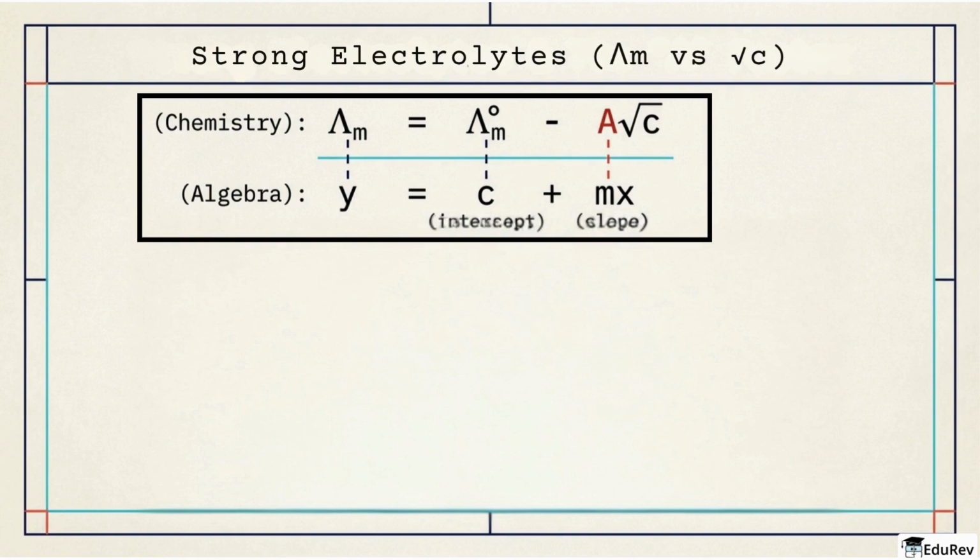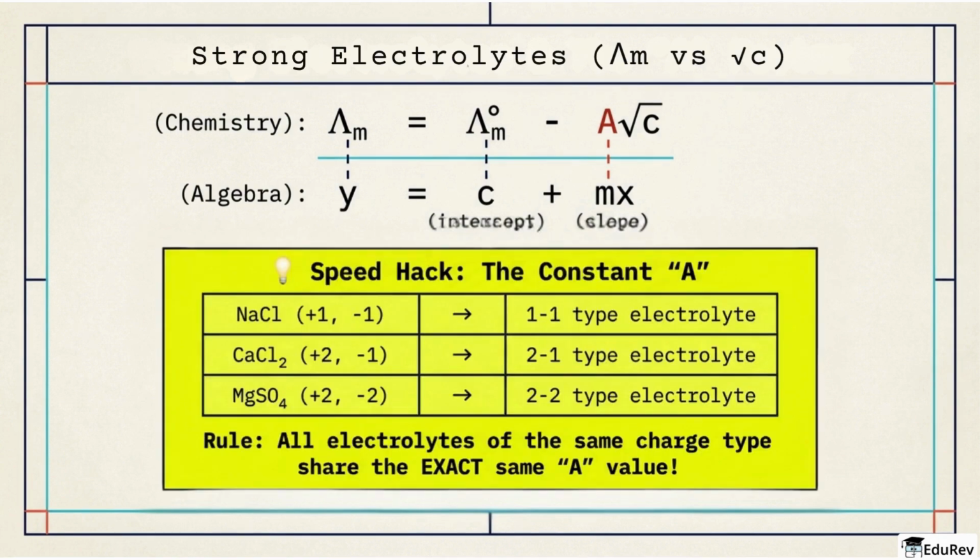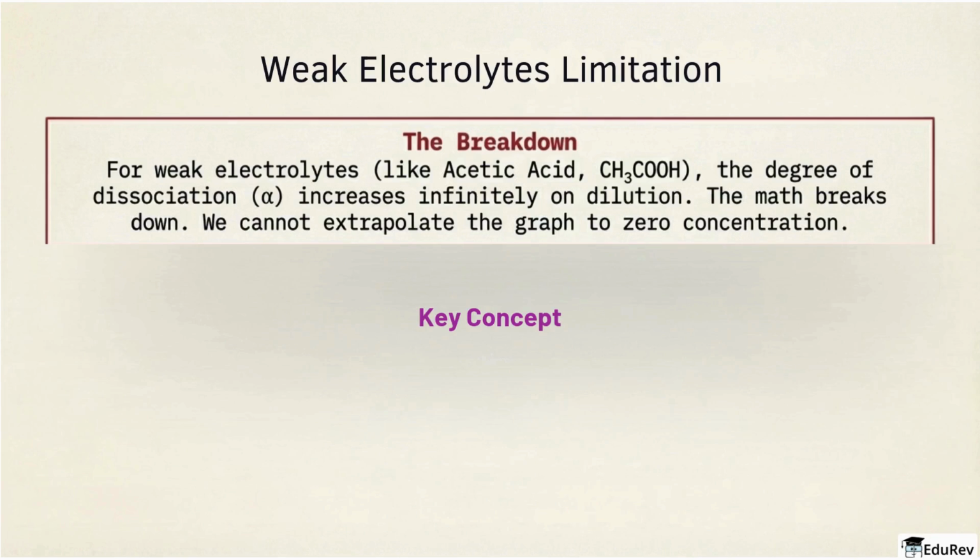Strong electrolytes follow a linear relation of the form lambda m equals lambda m naught minus a times the square root of c. This behaves like a straight line equation, intercept plus slope term. The constant a depends on the charge type of the electrolyte, and the slide highlights the key rule. Electrolytes with the same charge type share the same a value. So 1 to 1, 2 to 1, and 2 to 2 types follow the same broad pattern within their class.